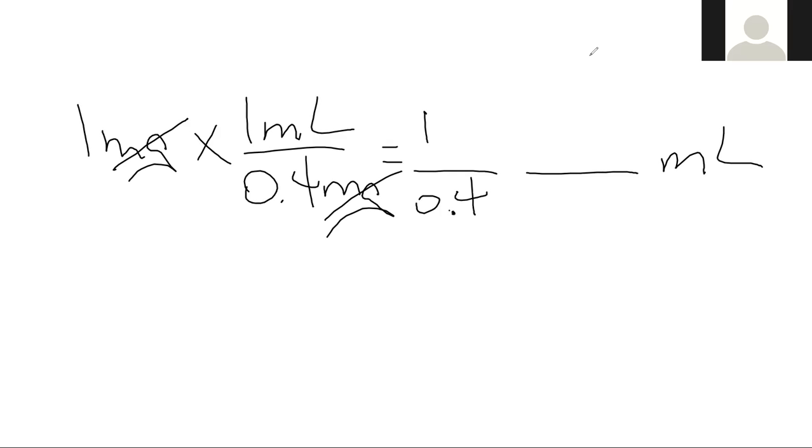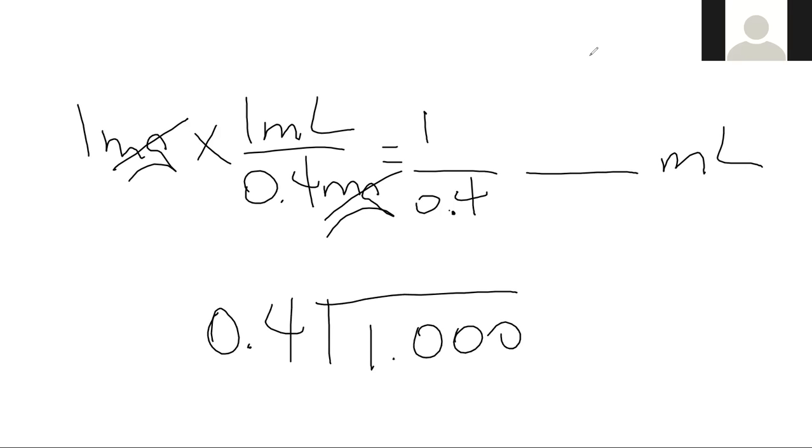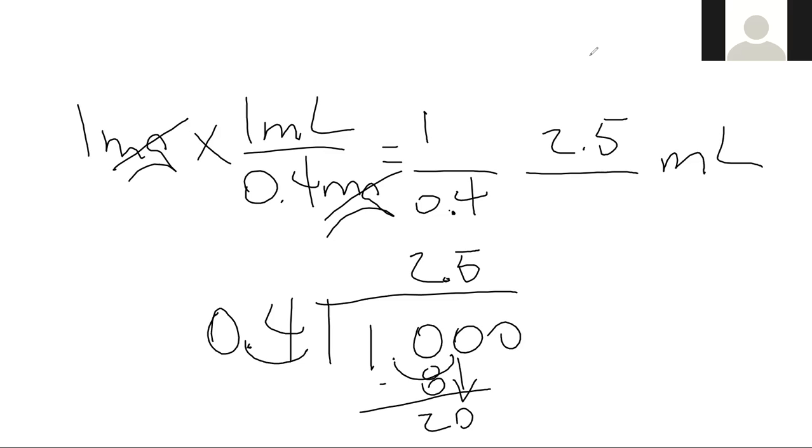Now these decimal points tend to freak people out a little bit. Let's just again review that long division. 0.4 into 1.000, just give myself some extra zeros. Move my decimal point here, move my decimal point here. 4 doesn't go into 1, 4 goes into 10 2 times. 2 times 4 is 8. 10 minus 8 is 2. Bring the 0 down, that's 20. 4 will go into 20 5 times. So my answer is 2.5 milliliters.